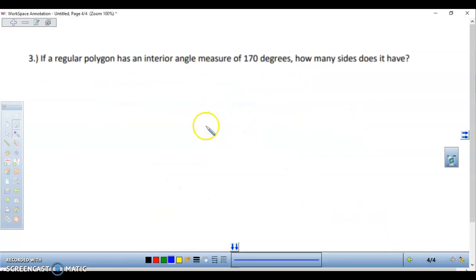All right. So this is probably the hardest of these types of questions. If a regular polygon has an interior angle measure of 170 degrees, well then how many sides does it have? So I'm telling you in the problem that it's regular and has an interior angle measure. So one interior angle measure is 170 degrees. I want to know how many sides does it have? What is n? Well, in this case, I need to use the formula that would determine one interior angle measure of a regular polygon. So here's my formula.